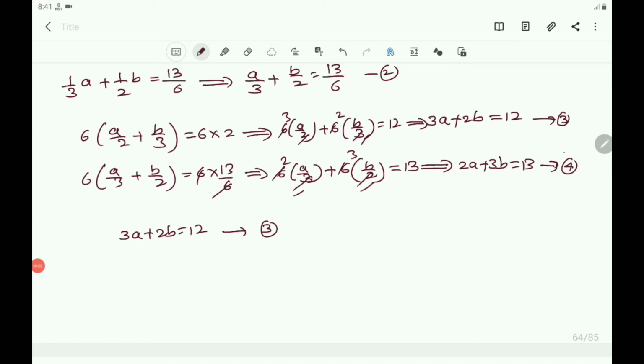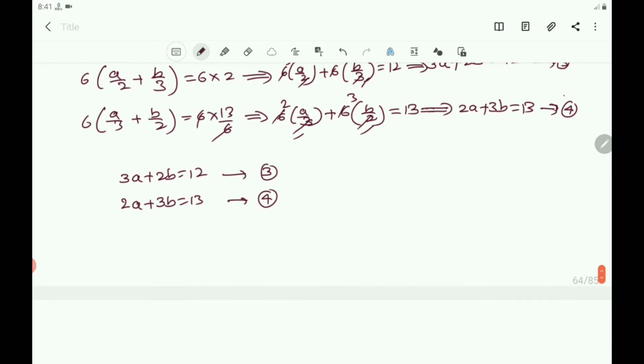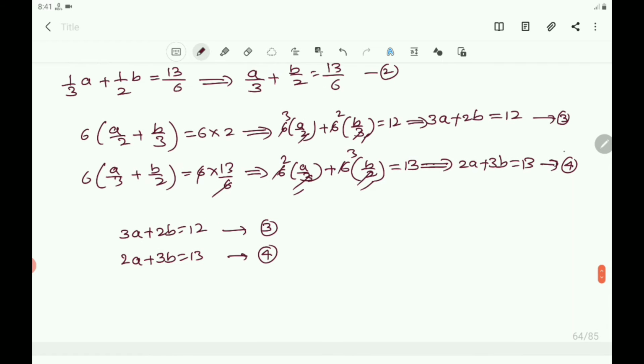The second equation is reduced as 2a + 3b = 13. That is the fourth equation here. Now let us solve this by the elimination method. Here we have to eliminate any one of the variables, either a or b.